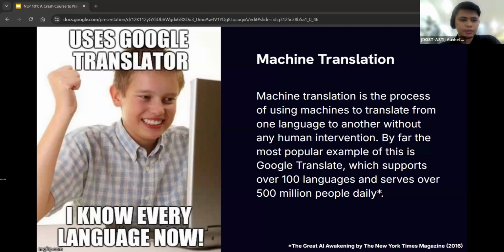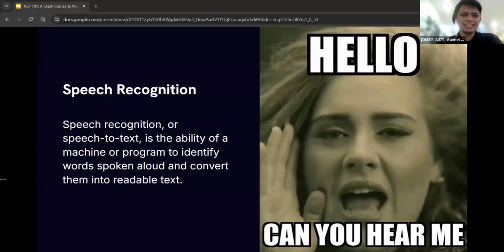Okay, so next is speech recognition. Like the example that we did earlier, Lumos Maxima. Speech to text: the ability of a machine or program to identify words spoken aloud and convert them into readable text. In the earlier case, it was translated into a command for the system, but basically it's speech to text, recognizing what the person is saying and converting it into readable text.